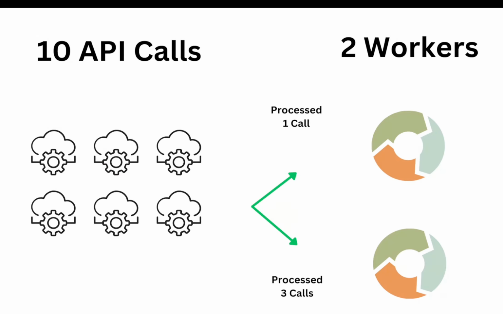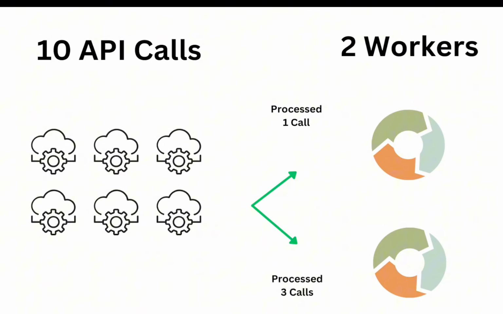In our case, we have 10 API calls and 2 workers. And then from here you can see that the first one, as a demonstration, processed 1 call. The second one processed 3 calls in the same time frame. So what's going on here? Well, the first one had to wait for the API to come back, and it took a lot longer than the second one, who was able to process 3 of them.